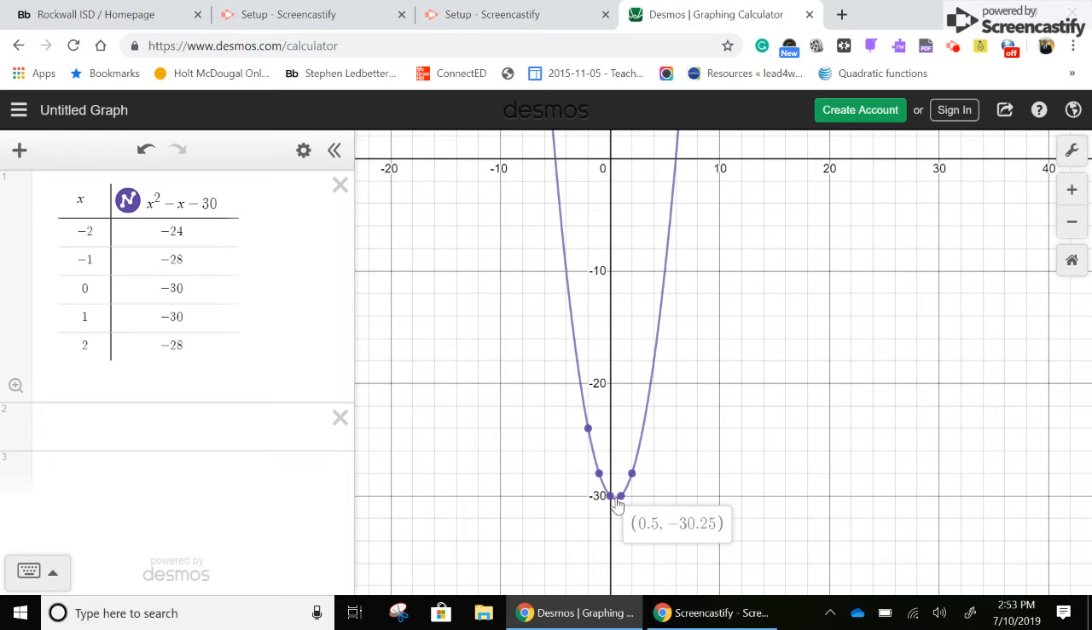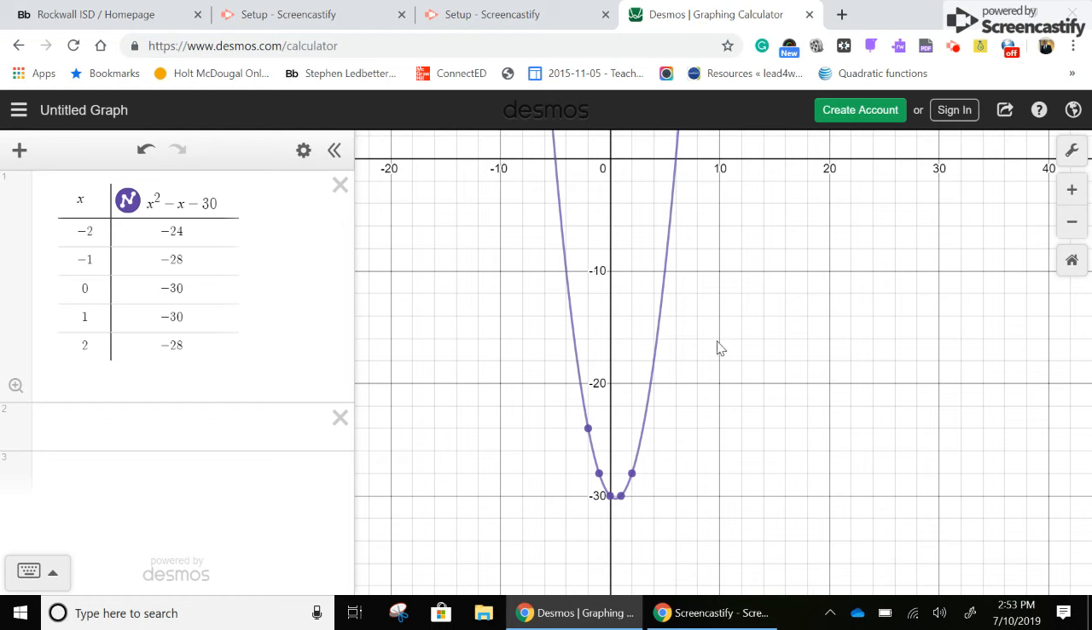And like I said, the vertex contains both the axis of symmetry, which is the x value, and the min or max, which is the y value. This is my axis of symmetry going up and down, and my min and max is going sideways.